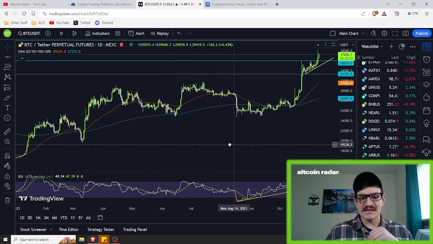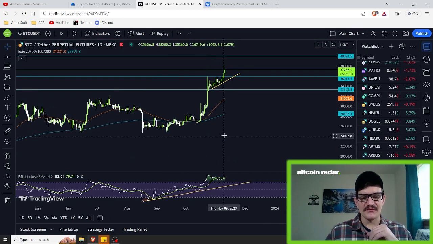Now, the next thing that EMAs are useful for is momentum analysis, okay? Because the slope and angle of the EMA line can provide insights into the asset's momentum. Basically, steeply rising or falling EMAs can indicate strong bullish or bearish momentum, okay?